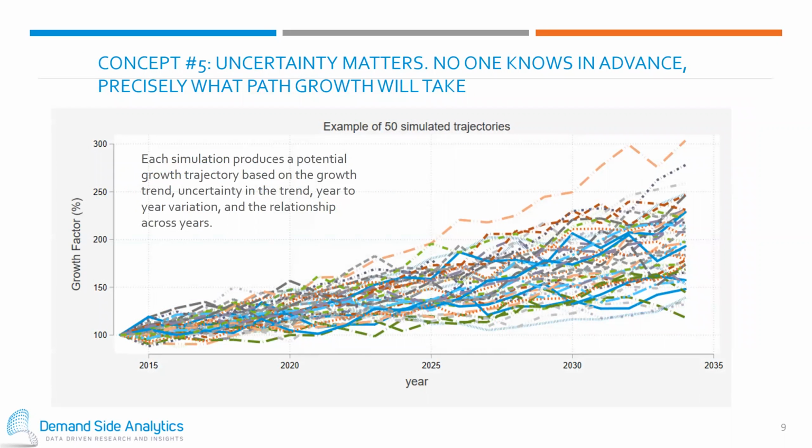Concept number 5 is quite simple. Uncertainty matters. No one knows precisely in advance what path the growth will take. And this is an example where we're simulating some of those growth trajectories. We only included 50 of them. We typically do about 5,000 or 10,000 of them. But it's useful to understand what's happening in the background.